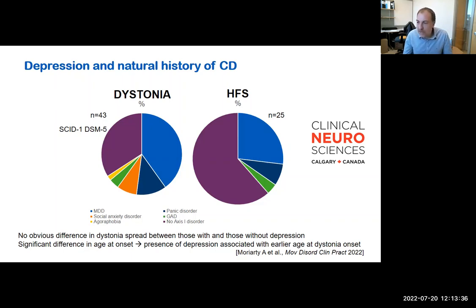But a recent study coming from an Irish group in Dublin has shown that there's a significant difference in age of onset of dystonia between patients who have depression and those who do not, with the depressed ones reporting an earlier age at dystonia onset.